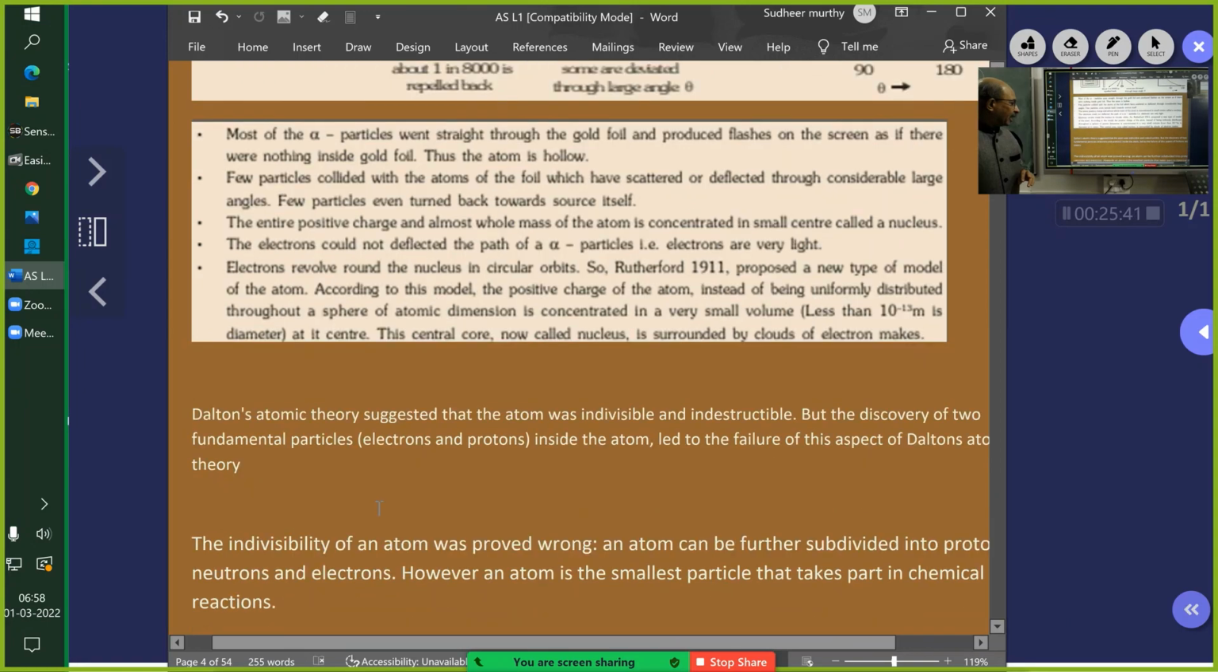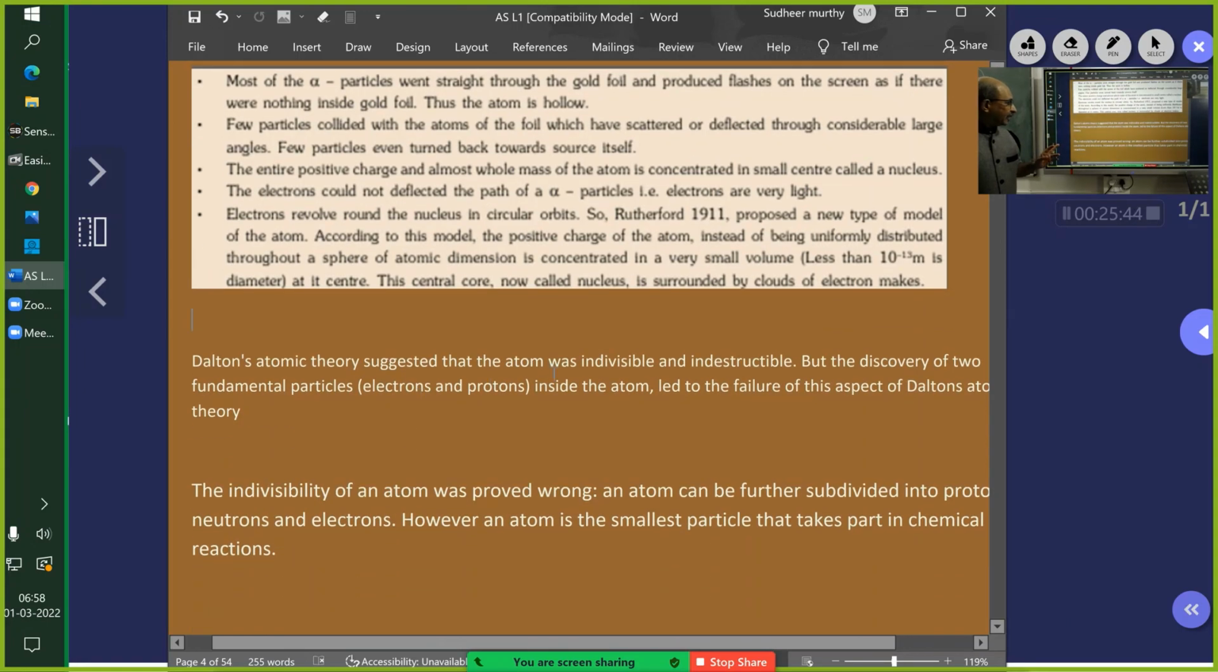So Dalton's atomic theory, once again I am bringing Dalton here, suggested that the atom was indivisible, but the discovery of two fundamental particles, electrons and protons, inside the atom led to the failure of this aspect of Dalton's atomic theory. Right? So Dalton's theory was completely smashed.